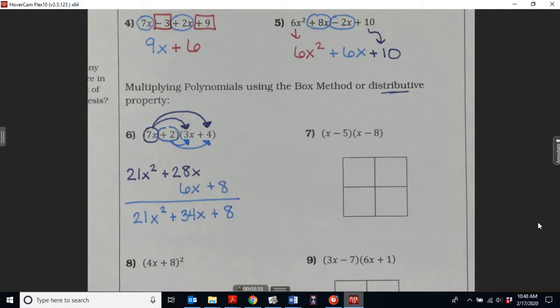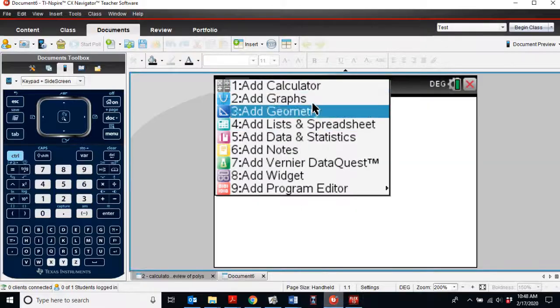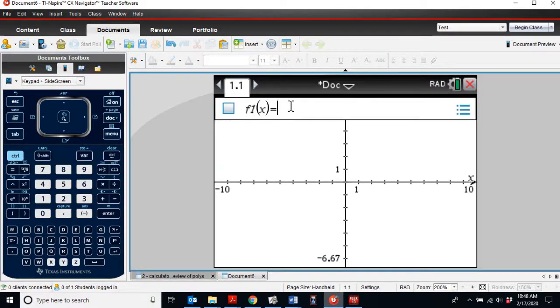Okay. And how we check our answers is we go to a calculator. So go to your calculator. We're going to go to a graph page. And right here where it says f of x, we're going to start typing in the question. So the question was parentheses 7x plus 2 times 3x plus 4. Yes, you need to put in all of the parentheses.